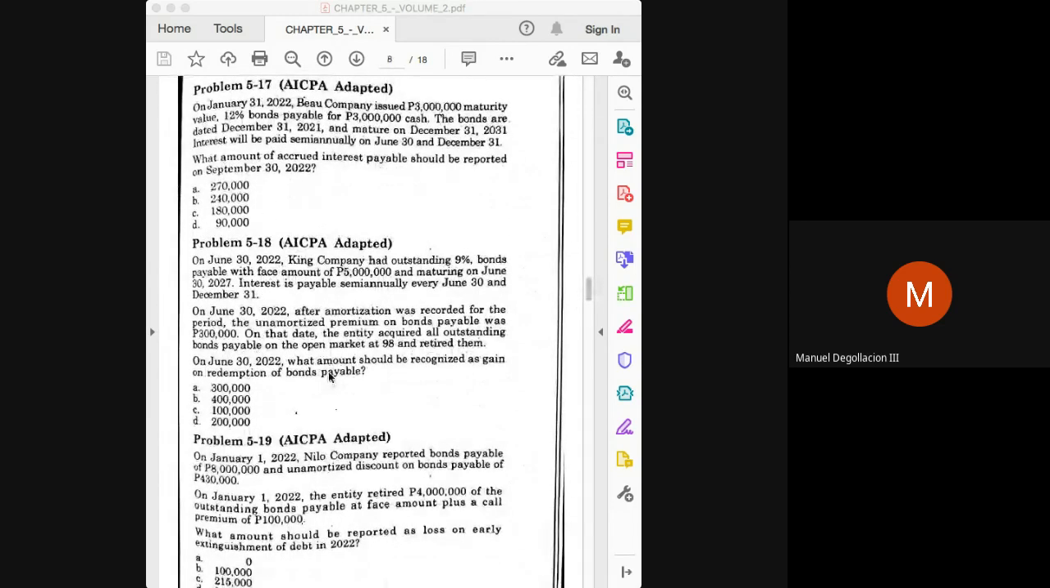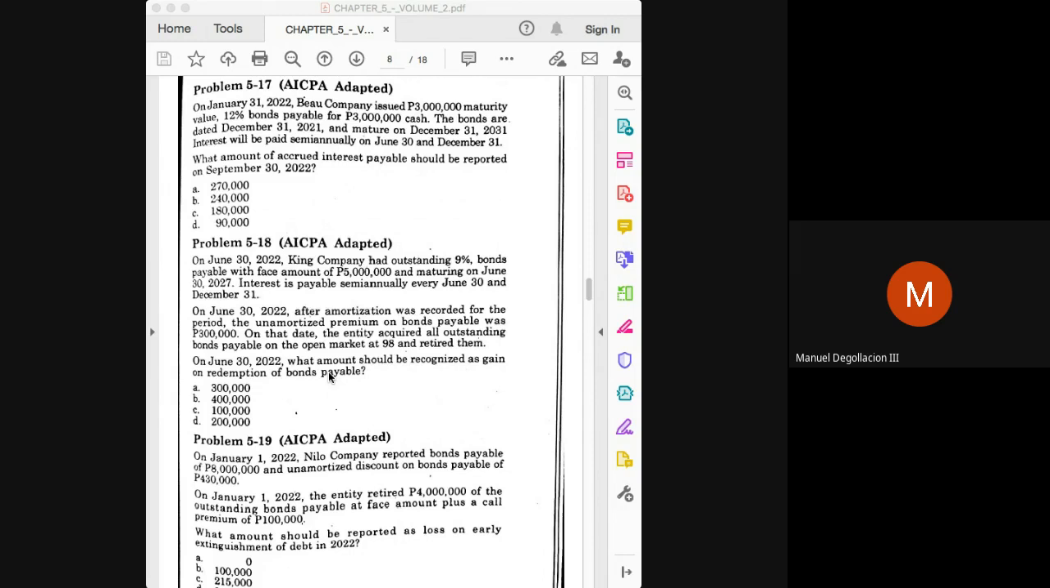17. What amount of accrued interest payable should be reported on September 30, 2022? Okay, so on January 31, 2022, Bow Company issued 3 million maturity value 12% bonds for 3 million cash. The bonds are dated December 31, 2021 and mature on December 31, 2031. Interest will be paid semi-annually on June 30 and December 31. Now the question is, what amount of accrued interest payable should be reported on September 30, 2022?